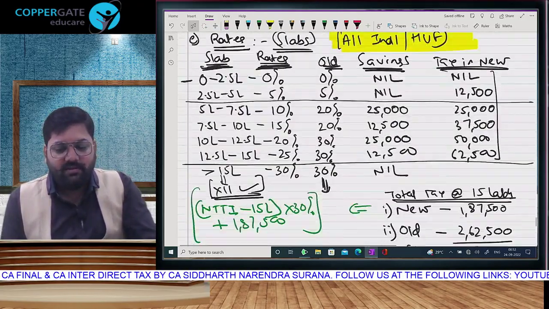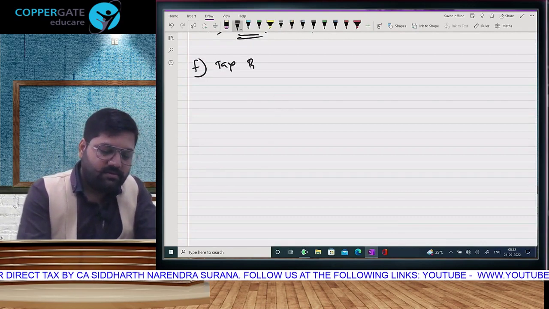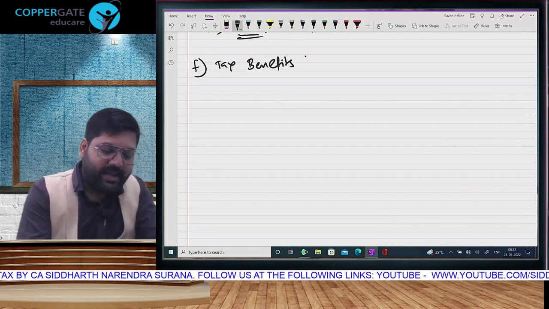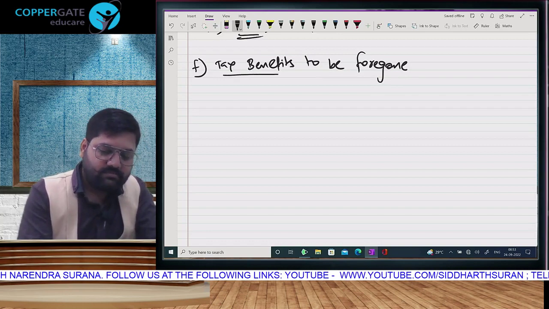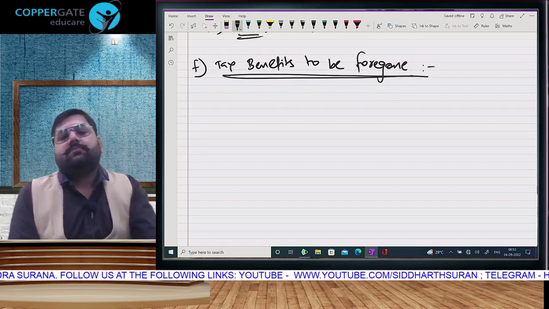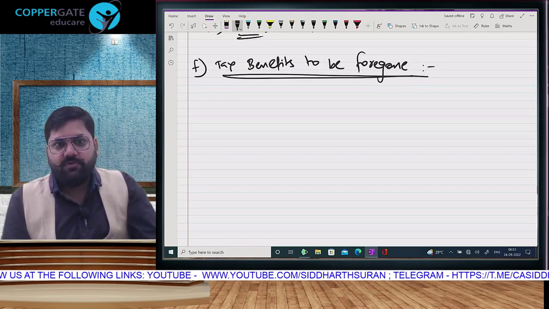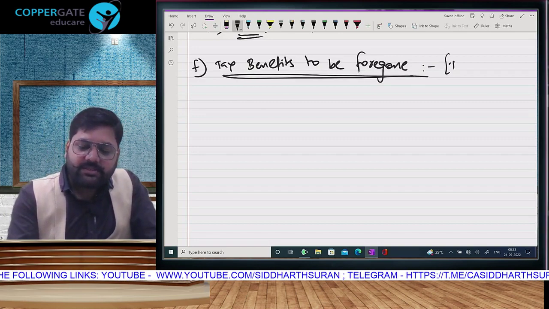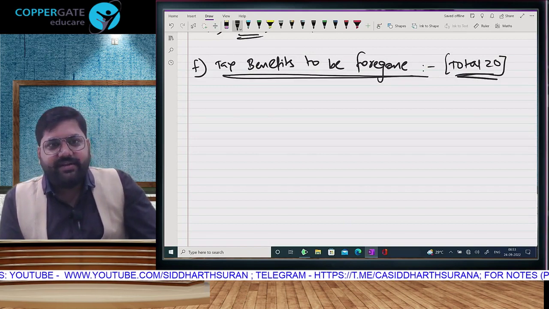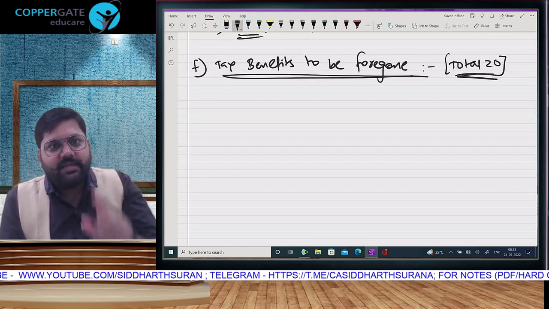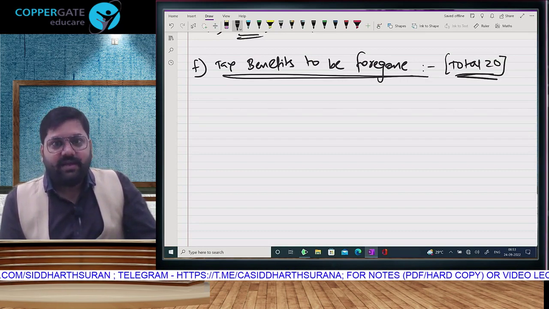What should be the tax benefits to be foregone? What should be the tax benefits to be foregone? It's a list of 20 benefits given. Mitro, chapter 6 ka 80C, 80D, 80G, 80U are not separate. That's 1 point chapter 6 out of 20. 20 ka list hai.